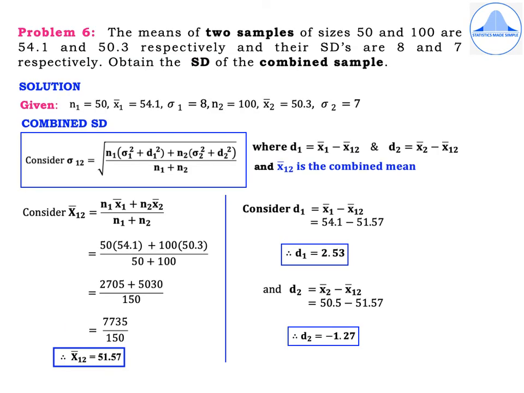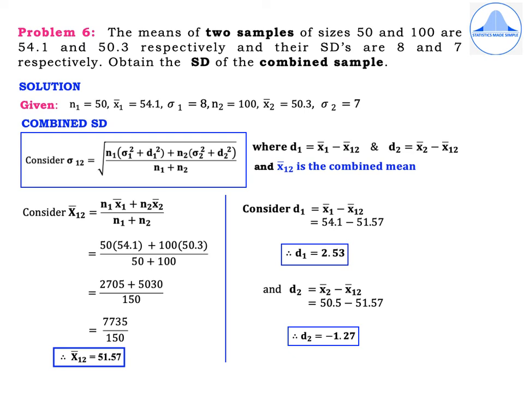Problem 6. The means of two samples of sizes 50 and 100 are 54.1 and 50.3 respectively, and their standard deviations are 8 and 7 respectively. Obtain the standard deviation of the combined sample.